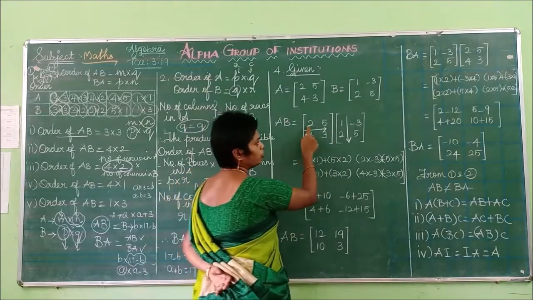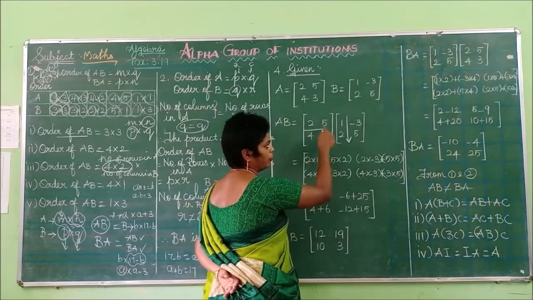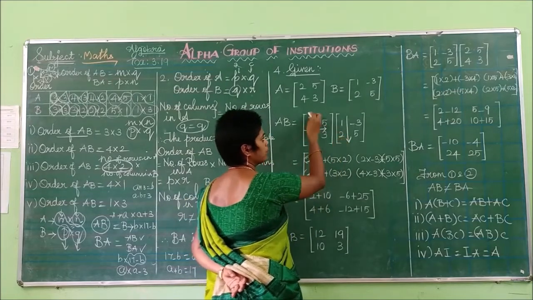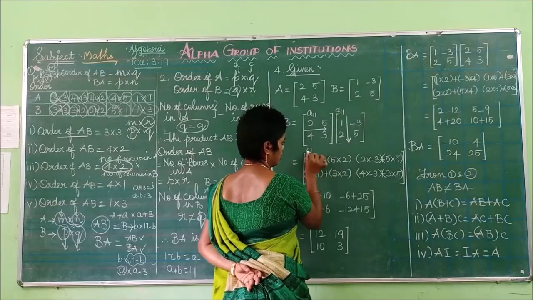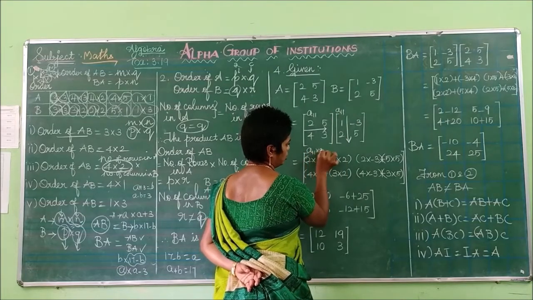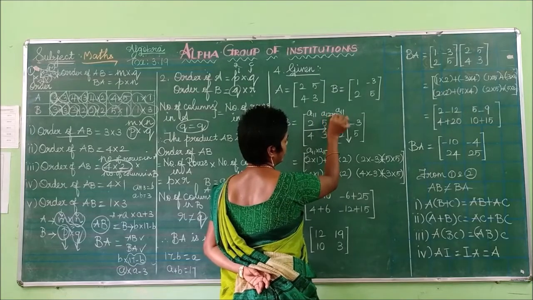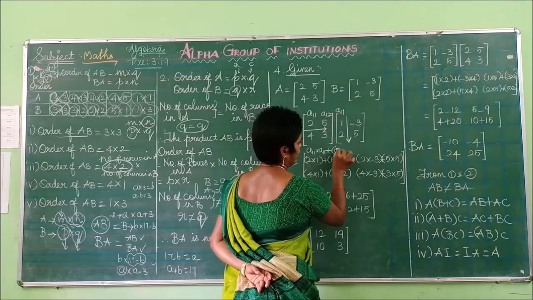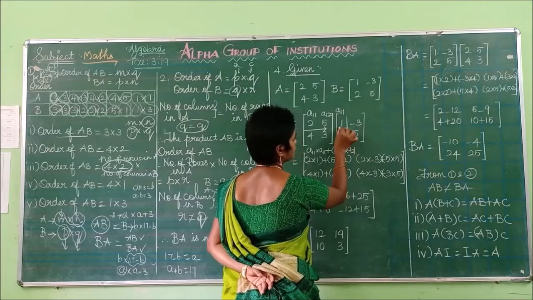So, listen, 2 into 1 plus 5 into 2, that means a11 into b11. Here the general format is a11 into b11 plus, this is a12 into b21.